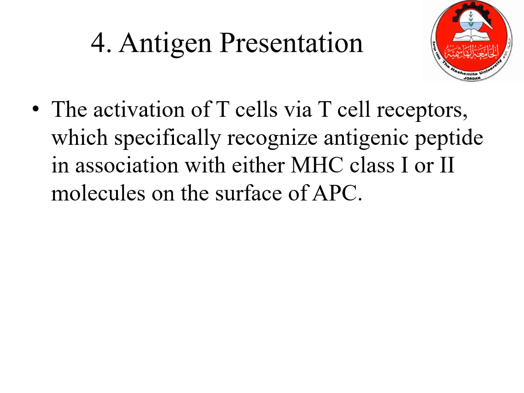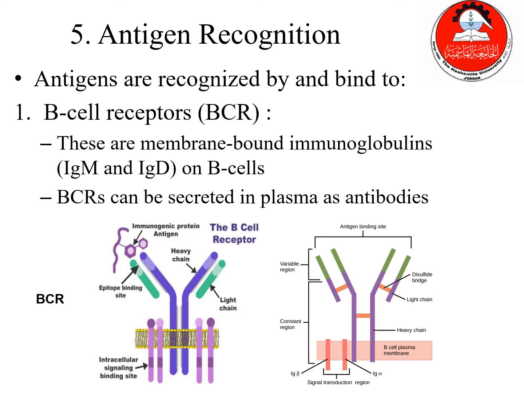What we said is that the antigen binds with MHC class 1. Then the MHC class 1 is going to be displayed on the surface of either the antigen presenting cell or any nucleated cell which has an endogenous antigen. The antigen recognition: the antigen is going to be recognized by and binding to the B cell receptor or T cell receptor.